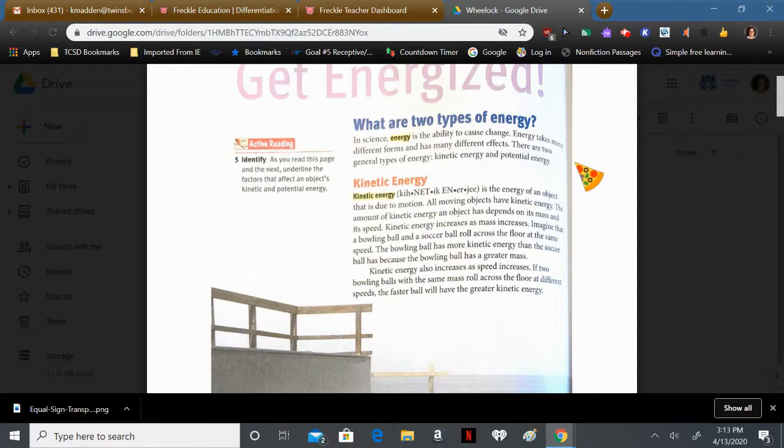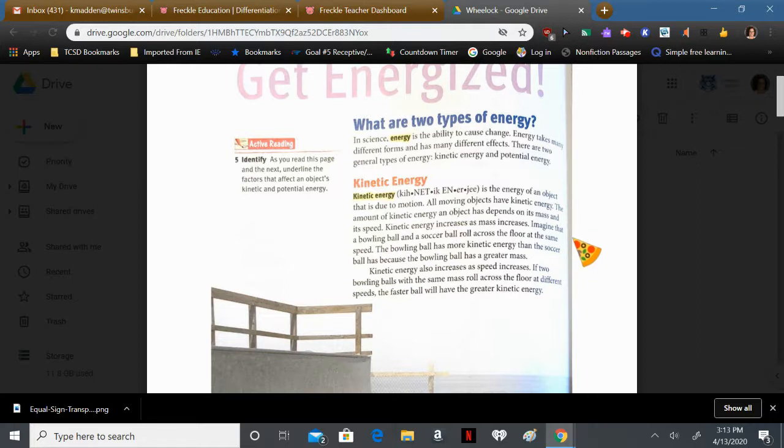Kinetic energy. Kinetic energy is the energy of an object that is due to motion. All moving objects have kinetic energy. The amount of kinetic energy an object has depends on its mass and its speed. Kinetic energy increases as mass increases.